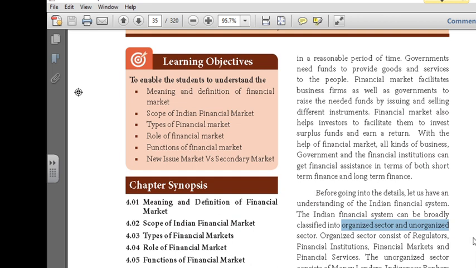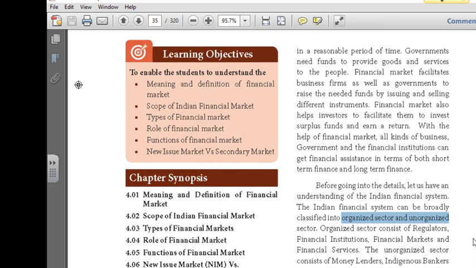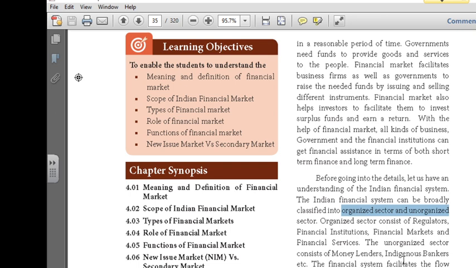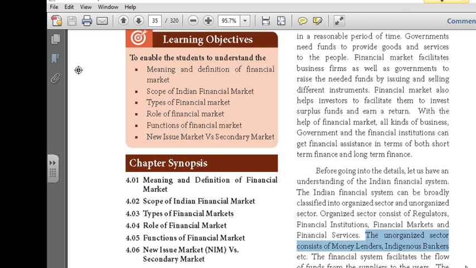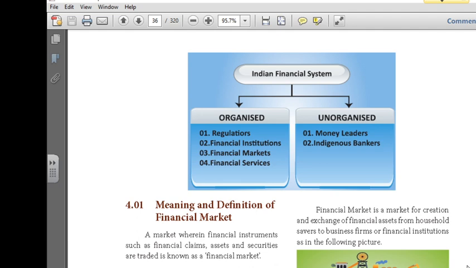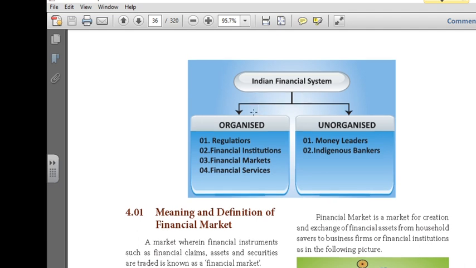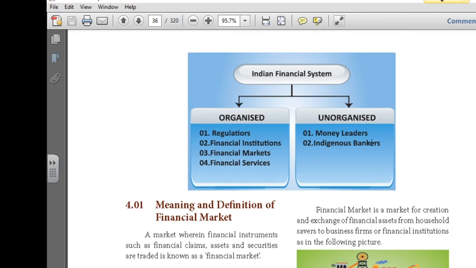The unorganized financial market, that is the unorganized sector, consists of money lenders, indigenous bankers, etc. This is very important. An example for an unorganized sector is the money lenders, indigenous bankers, etc. And flow of funds from suppliers to the users, let us see this with the help of a chart. The Indian financial system is this. We are dividing it into organized and unorganized. Organized has regulators, financial institutions, financial market and services. Unorganized is nothing but money lenders and the indigenous bankers.